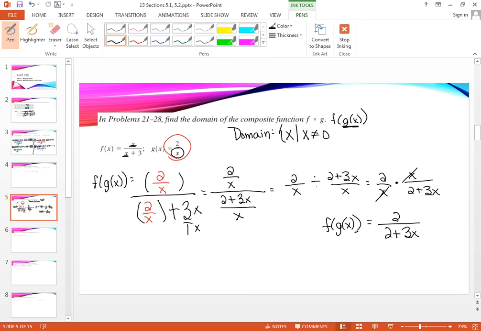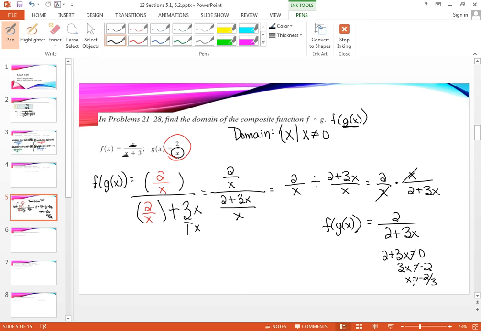Okay. So is there anything else that we need to worry about? Is there any other value that'll make us divide by 0? Take the 2 plus 3x, set it equal to 0. You get 3x equals negative 2. X is negative 2/3. So we'll make that thing equal 0, and we do not want that, okay?